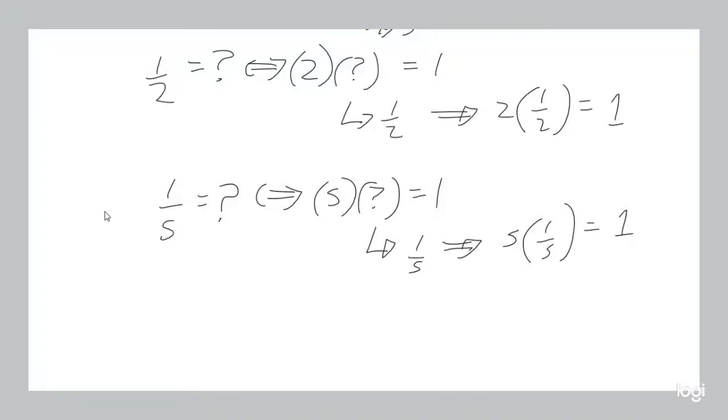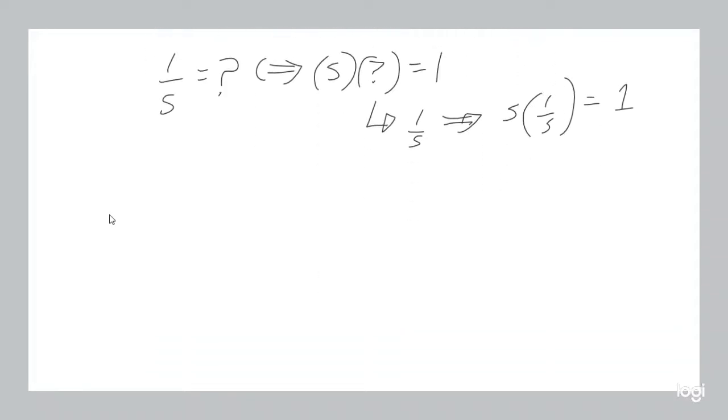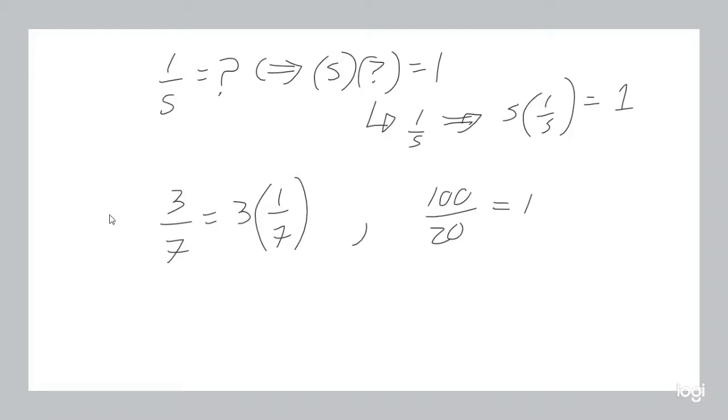So division by a certain number can be thought of as multiplication by that particular fraction. Okay, 3 divided by 7, well, that's just 3 times 1 over 7. Okay, 100 divided by 20, that's just 100 times 1 divided by 20.